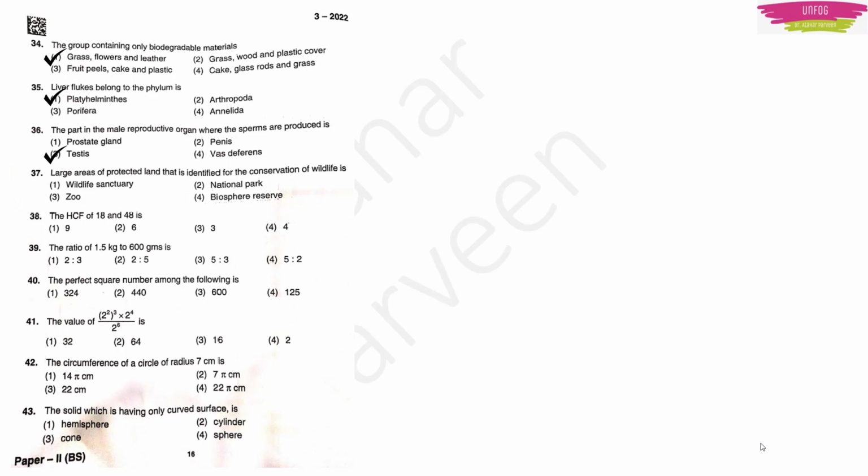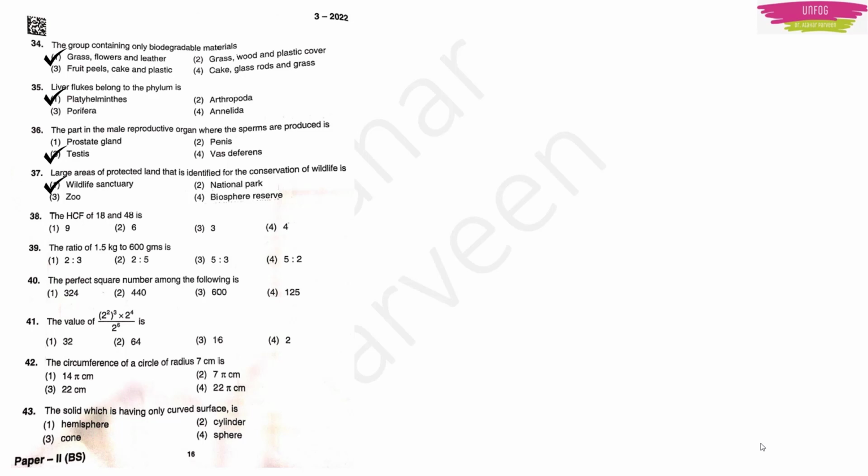Next, question number 37. Large areas of protected land that is identified for the conservation of wildlife is. See, actually there is zoo also, there is national park also. But because they are using the word wildlife, I am ticking wildlife sanctuary. Because they are talking about large areas, right? In biosphere reserve, plants are also protected. They are not talking about plants here. They are talking about conservation of wildlife. So option 1 should be the right answer.